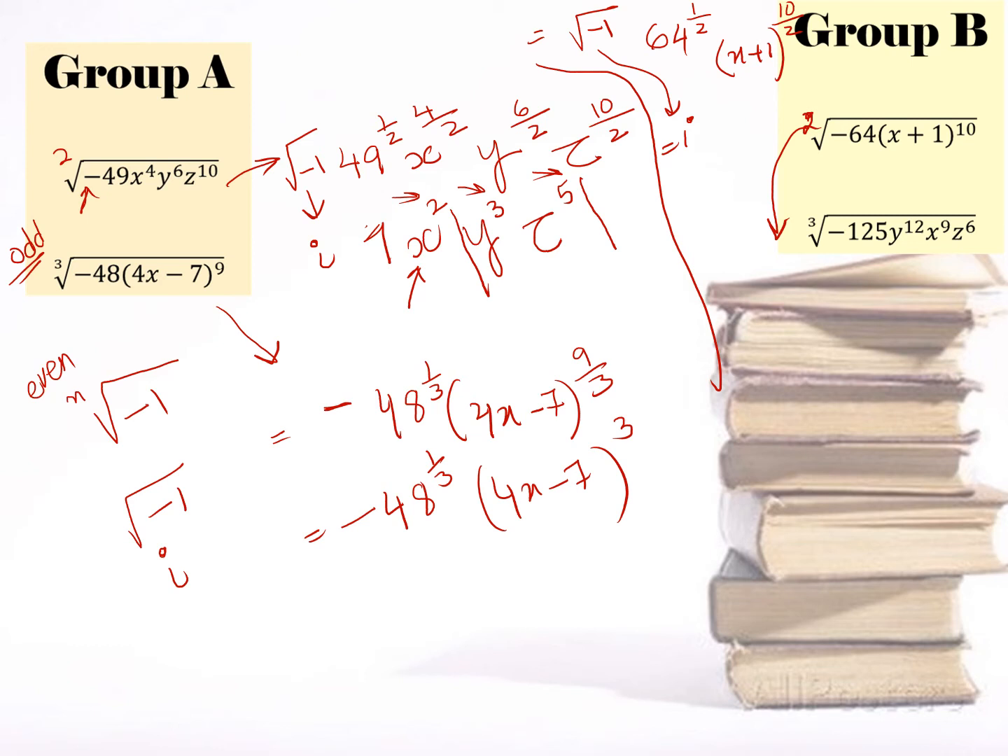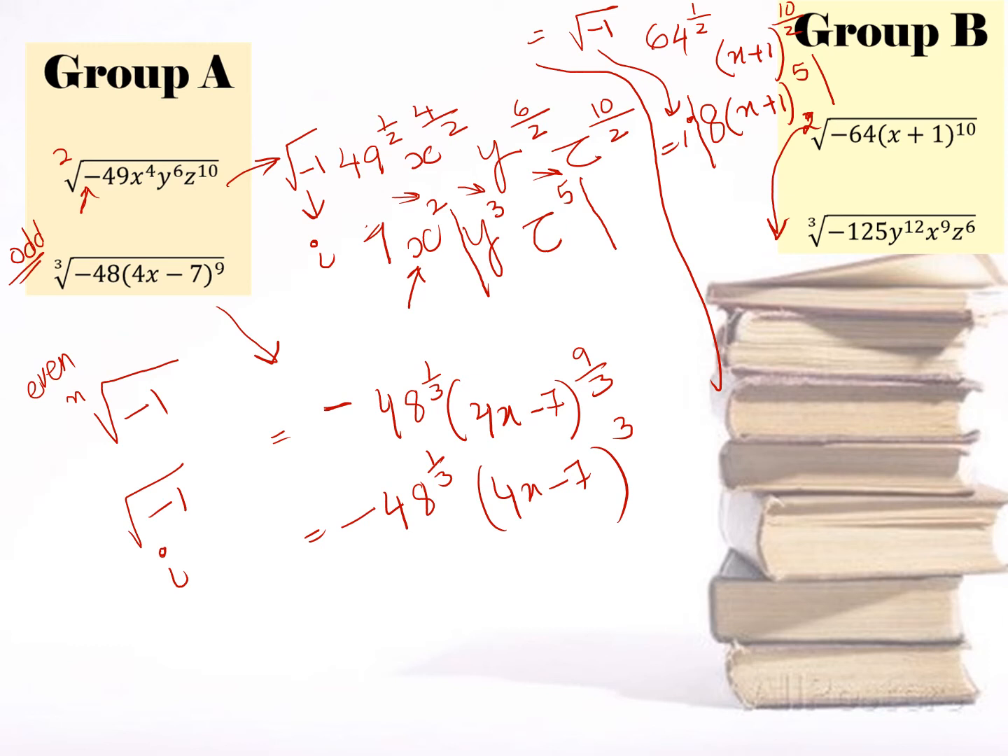64 to the power half, or the square root of 64, you will get 8. x plus 1 whole to the power 10 over 2. 10 over 2 gives you 5. Now 5 is an odd power and since the index was even, you will put the absolute value sign. Now the last thing is the cubic root of negative 125 y to the power 12, x to the power 9 and z to the power 6.